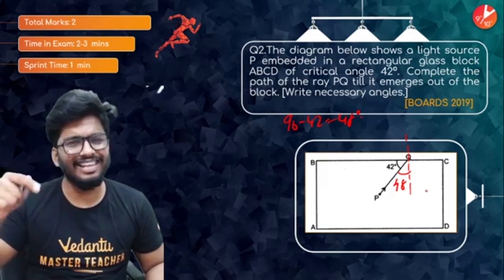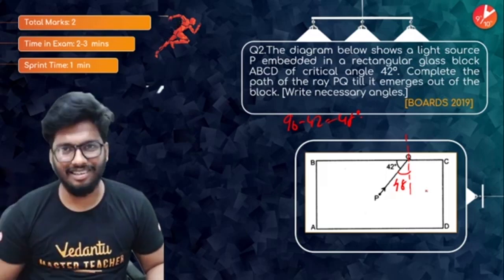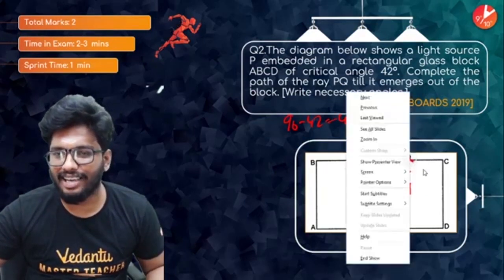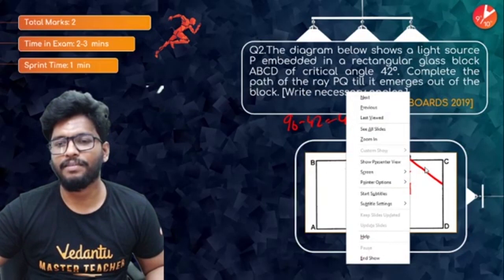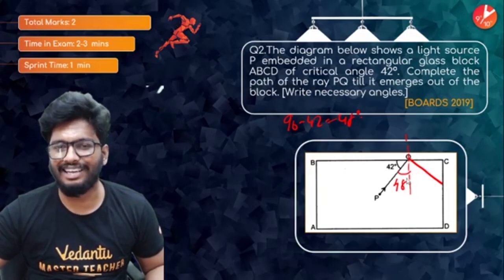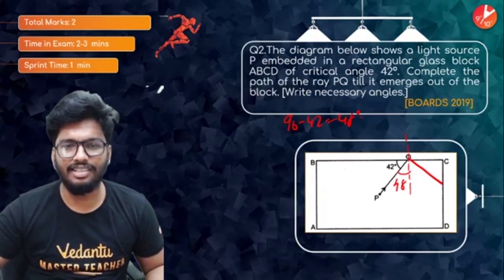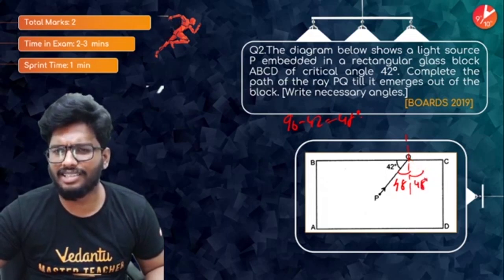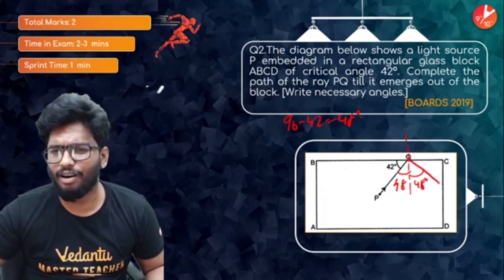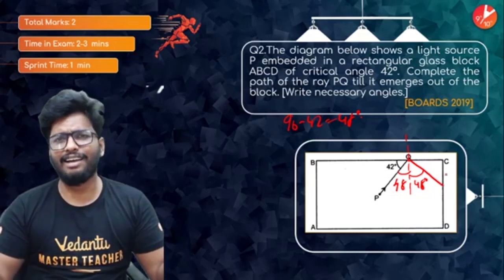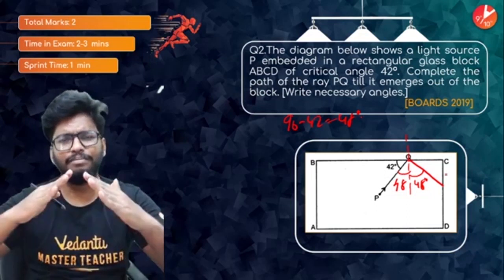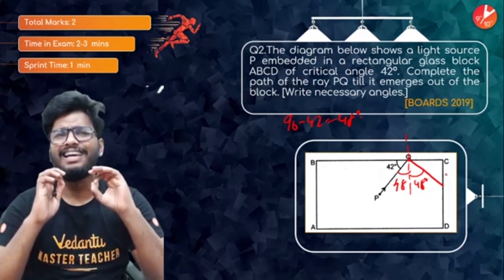If the angle of incidence is greater than the critical angle, total internal reflection will happen. So what will happen? Exactly at 48 degrees, this ray of light will get reflected back, at 48 degrees itself. So what is this angle? This angle will also be 48 degrees. We've already seen that, your first law of reflection: the angle of incidence will always be equal to the angle of reflection. So the angle of incidence is 48 degrees, and the angle of reflection should also be 48 degrees itself.